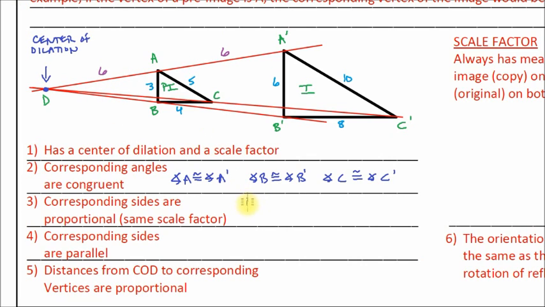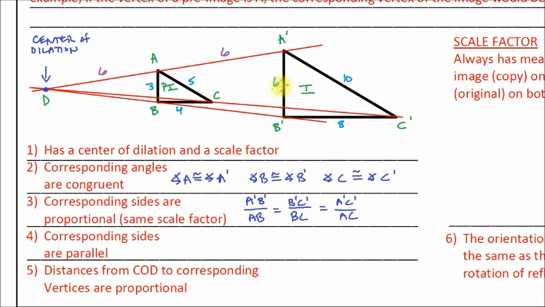We're going to find that side A prime B prime, which comes off of our image, divided by the length of side AB, is going to be equal to the length of side B prime C prime over BC, and that's going to be equal to the length of side A prime C prime over the length of side AC. So you can see, class, this is actually proving that we've got a scale factor that's the same for every side of the pre-image and the image. That means that these ratios are going to have equal value.